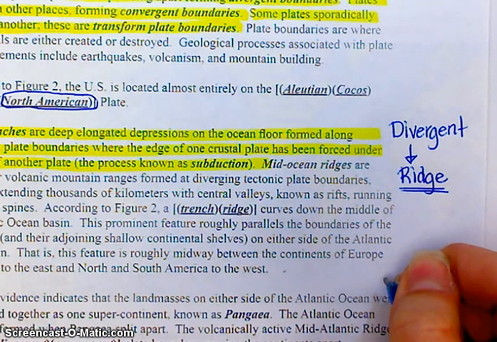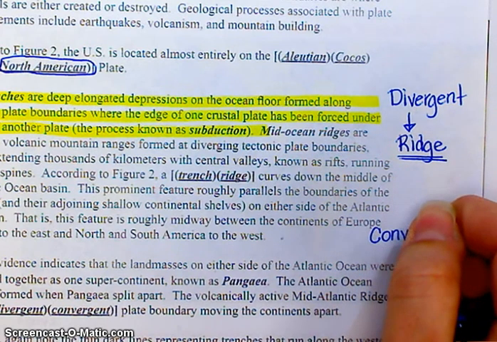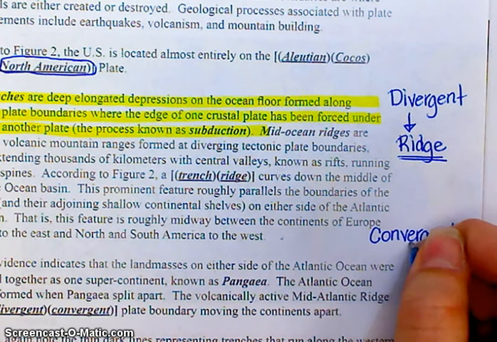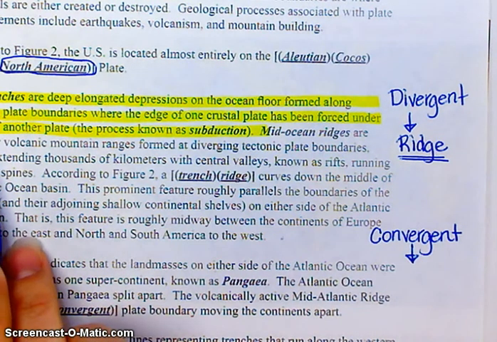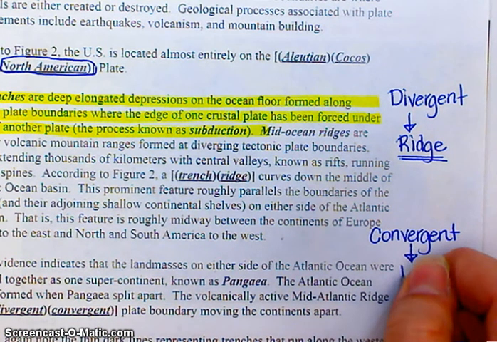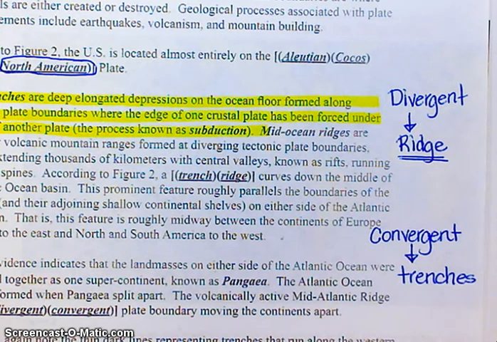At convergent boundaries, where one plate is forced underneath another one, what do you get? Subduction. And what crust feature? You can get volcanic mountains, but oh Lord, ocean trenches are deep. So at convergent boundaries we get trenches. Just keep that in mind because that'll help keep us straight for the rest of this.